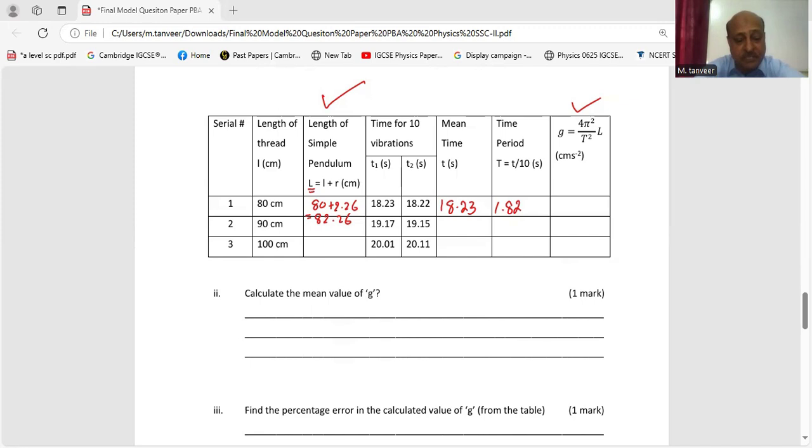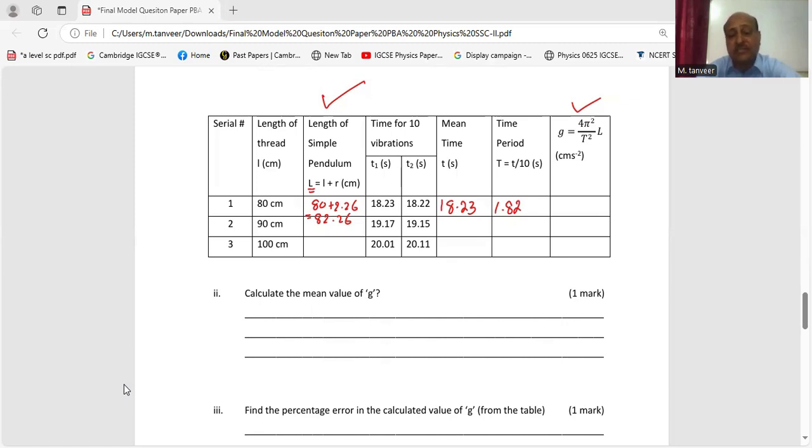4 multiplied by square multiplied by capital L. What is the value of capital L? This is capital L, 82.26. This will be equal to this.